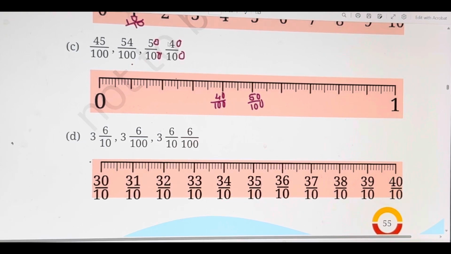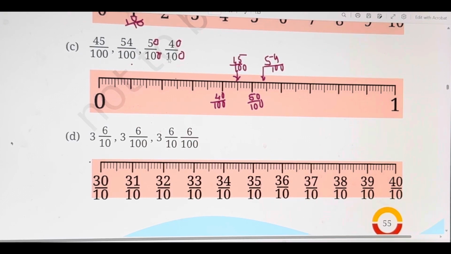So first we mark the ones which are a little easy, the round figures. If you mark them, then it's easy to identify the numbers which are in the middle. So between 40 and 50, it is 45 naturally. So the little longer line, this is 45 upon 100. Okay. And then is 54. So after 51, 2, 3, fourth line. So this is 54 upon 100.